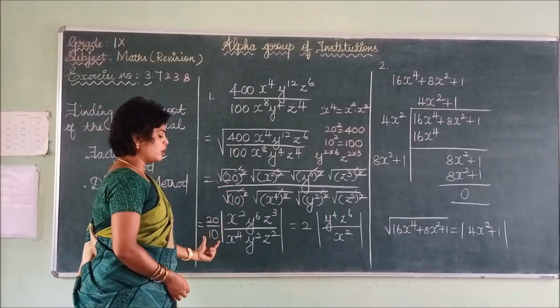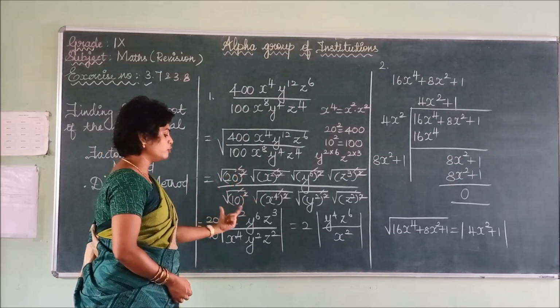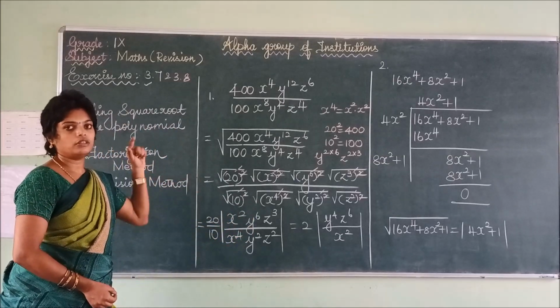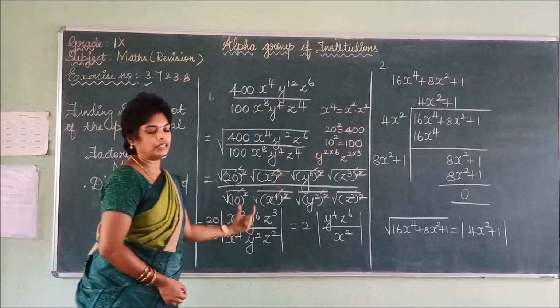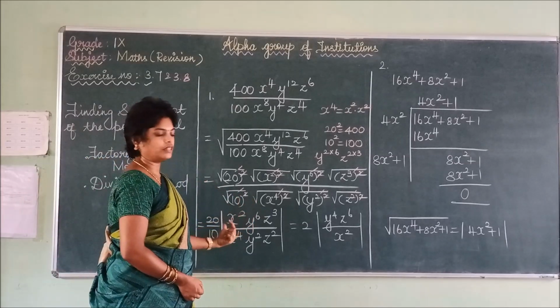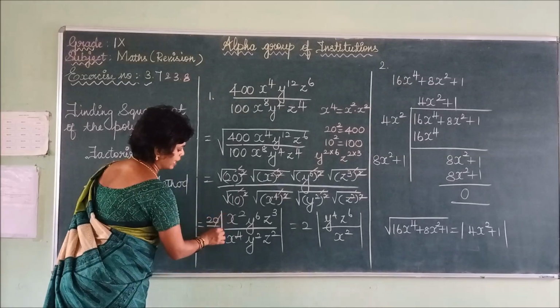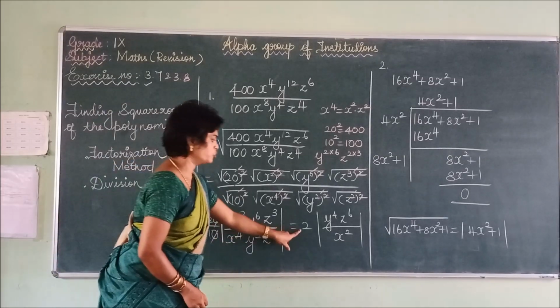Now numerical terms you have to keep out. For the variable you have to put modulus. For the variable, when taking the square root, you have to put modulus, and the numerical terms will be outside of the modulus. So 20 divided by 10 will come outside. If you cancel those, you get the value as 2.